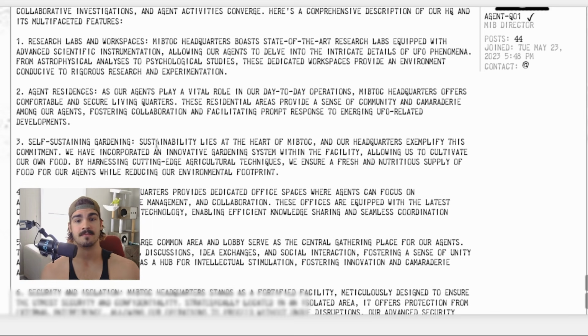Self-sustaining gardening. Sustainability lies at the heart of MIBTOC, and our headquarters exemplify this commitment. We have incorporated an innovative gardening system within the facility, allowing us to cultivate our own food by harnessing cutting-edge agricultural techniques. We ensure a fresh and nutritious supply of food for our agents while reducing our environmental footprint.